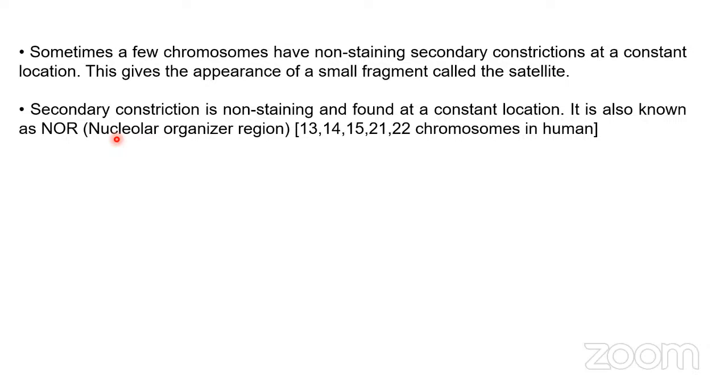And in humans, these are present in what number of chromosomes? In 13, 14, 15, 21, and 22. So in humans, these secondary constrictions are present in 5 chromosomes: chromosome number 13, 14, 15, 21, and 22.